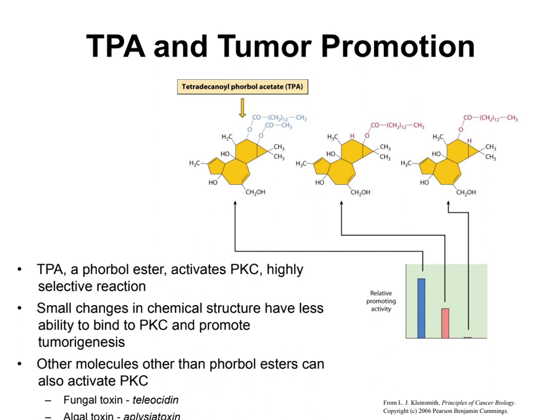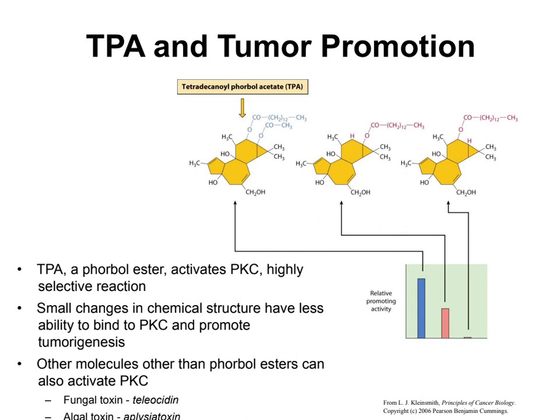Looking at different chemical modifications of this molecule, there can be small changes made in the structure that allow this chemical to be used but have less ability to promote tumorigenesis. So sometimes when it comes to regulating these chemicals or looking at your exposure to them, you could look at the chemical and what variations on that chemical could be used that would have less properties to be a tumor promoter. So in this case, less ability to activate PKC.